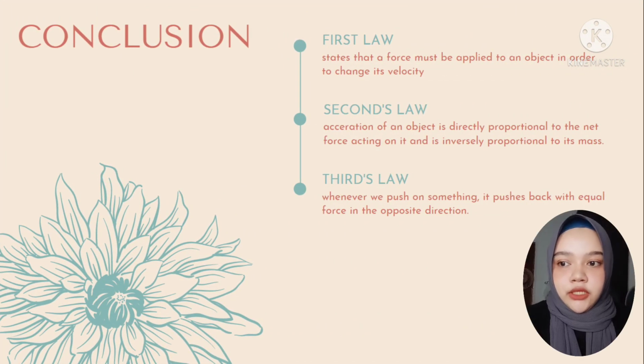Okay, the conclusion. Newton's laws are very useful nowadays because we can use the three laws to prevent accidents in this generation. The first law states that a force must be applied to an object in order to change its velocity. The second law is that the acceleration of an object is directly proportional to the net force acting on it and inversely proportional to its mass. The third law is that whenever we push on something, it pushes back with equal force in the opposite direction.